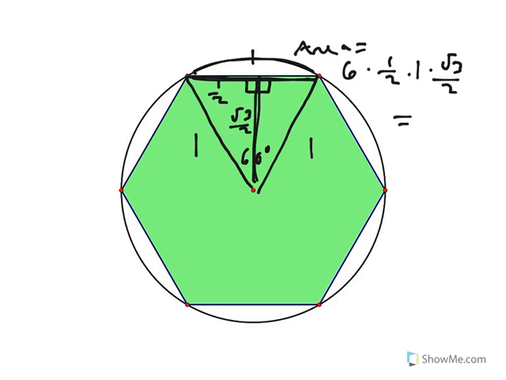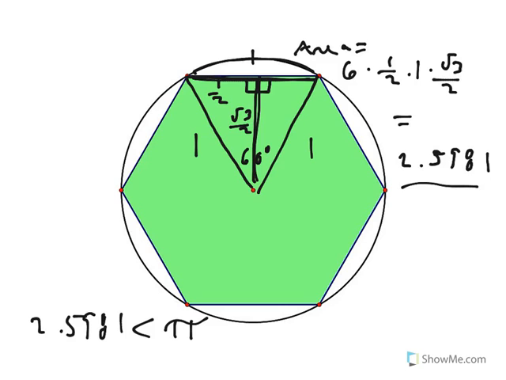You end up with about 2.598, round to 1. So what we can say now for sure is that pi is greater than 2.5981.